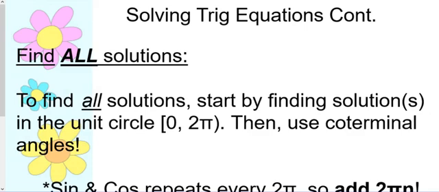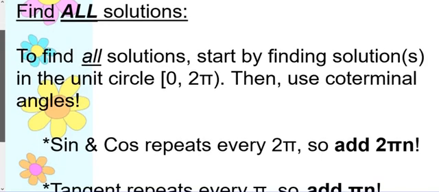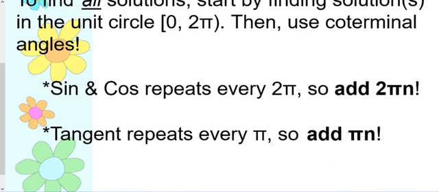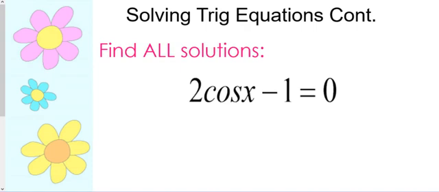So here are our steps to find all of our solutions. To find all of our solutions, we're going to start by finding the solutions in the unit circle, and then we're going to use coterminal angles. So sine and cosine, remember, repeat every 2 pi, so we're going to add 2 pi in. n represents how many times you're going around the unit circle, whatever it might be, and we'll talk more in detail about that. And tangent, of course, repeats every pi, so we're going to add pi in.